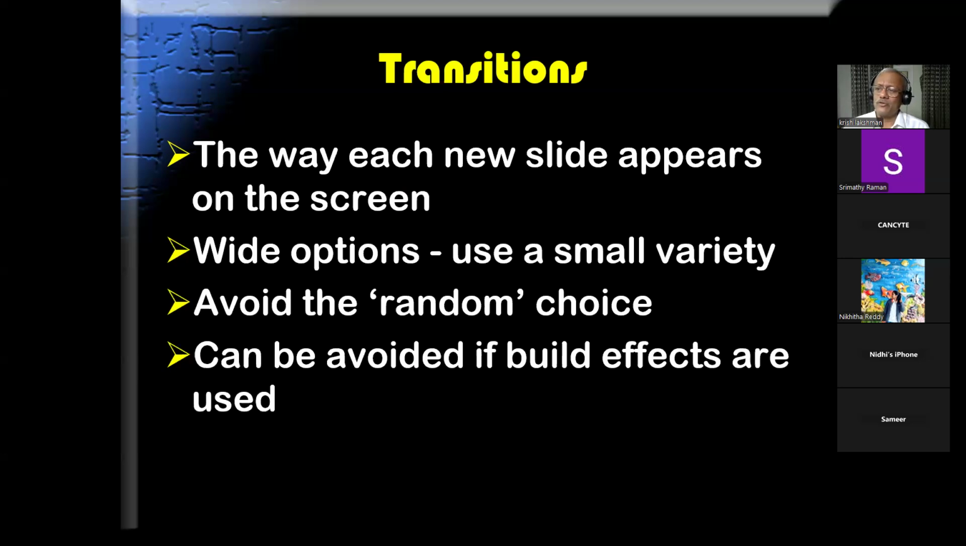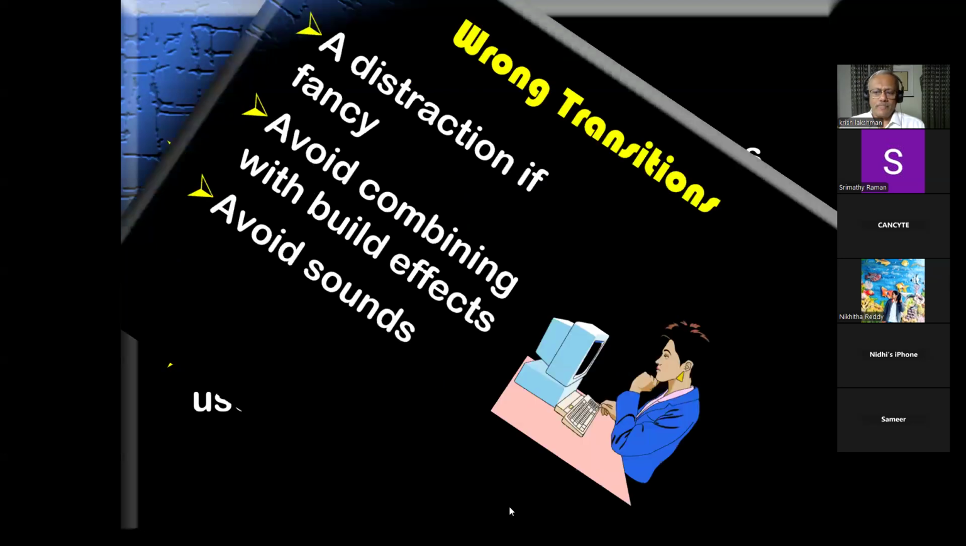And if you have build effects on the slides, okay, build effect is how each component of a slide comes on to the slide. It may not all be at the same time. Different components may come at different times. So if you have a build effect on a slide, avoid a transition on that slide. To repeat, a transition is the way one slide moves on to the next, the way it appears onto the screen. So if you have put in a transition, make sure that the slide that is coming on the screen has either no or minimal build effects. And build effects, to repeat, is the way different components of a slide come on to the slide.